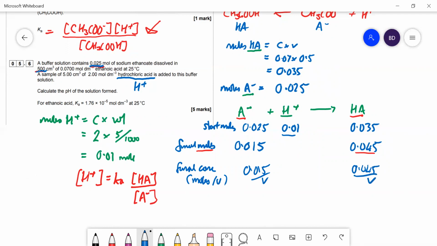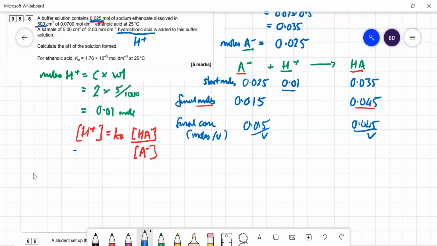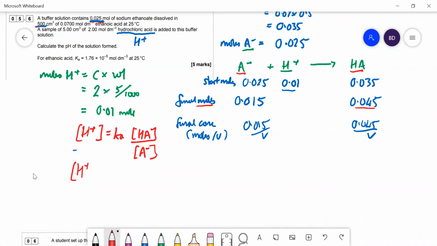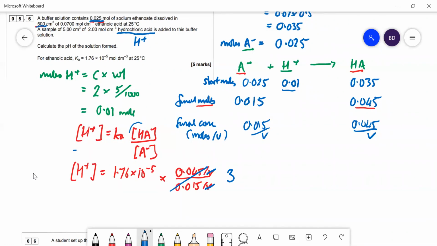Put those numbers into the equation here for H plus. H plus concentration is equal to the Ka, so 1.76 times 10 to the minus 5, multiplied by the concentration of HA, which is 0.045 over V, over 0.015 over V. Those V's are going to cancel out. And if you look at that expression, that's going to come to 3. And that's important. That ratio of HA to A minus in a buffer is always about 1. When I say it's about 1, it can range from about 0.1 up to about 10. In this case, it's about 3, which is kind of typical.